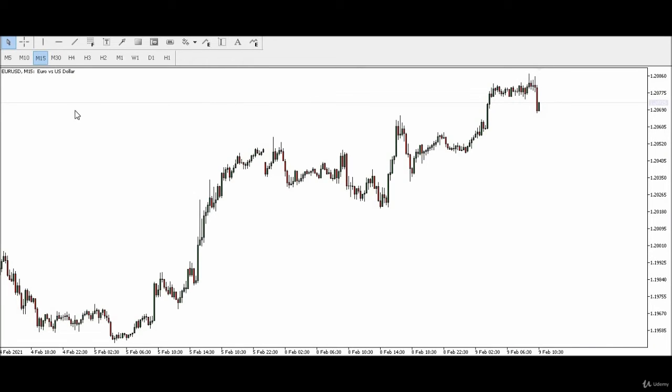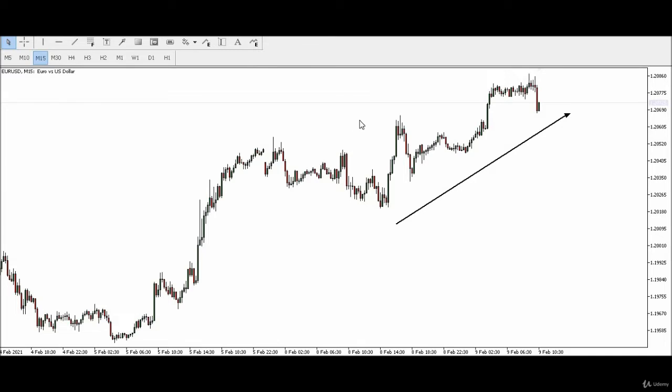So let's start with the first analysis. We are starting on time frame minute 15, and this is Euro USD. So first we see that the overall trend on this time frame is up.